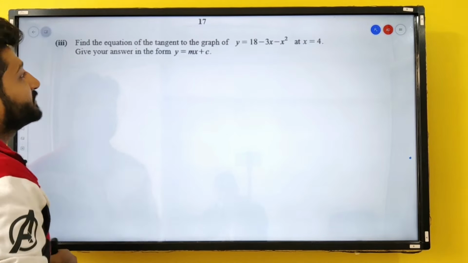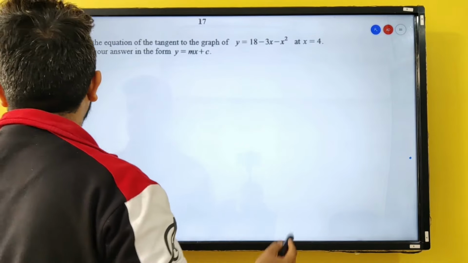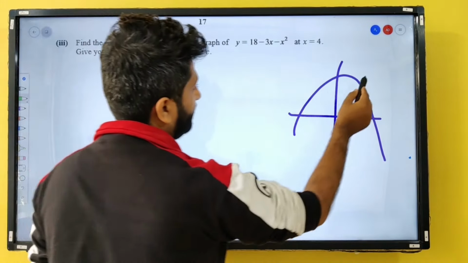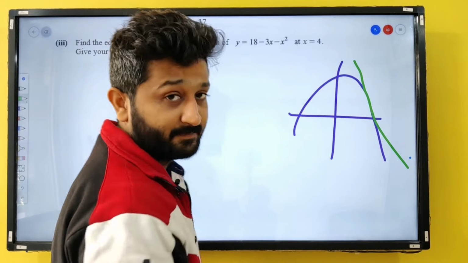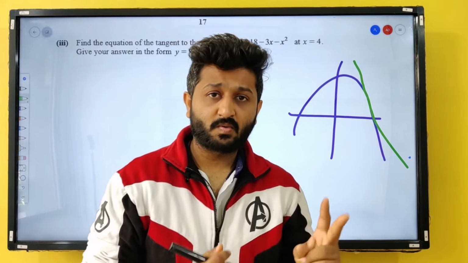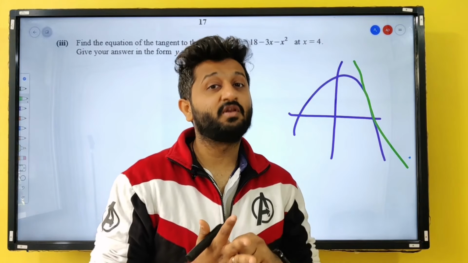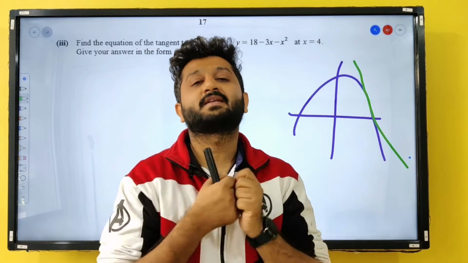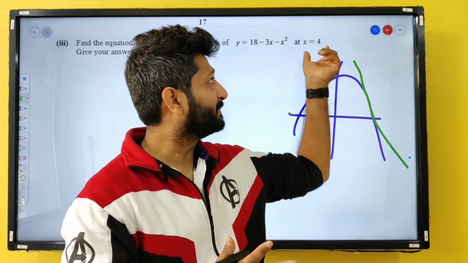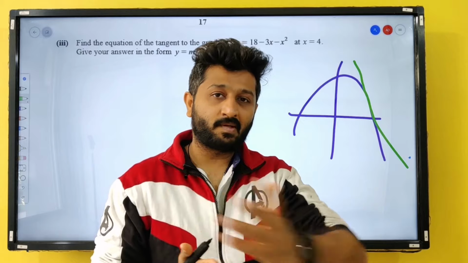Part 3. Find the equation of the tangent of the graph y equals 18 minus 3x minus x squared at x equals 4. Let's say this is my graph, and on this graph you have a tangent when your x is 4, right? And we are supposed to find the equation of this tangent. So for a tangent we have 2 important values. One is the gradient and the other one is the y-intercept. How do you find the gradient? We know, as the tangent and the curve are intersecting, the gradient of both curve and tangent are going to be the same when my x is 4. Now how do you find the gradient of the curve? By differentiation. So there goes the problem of the gradient.